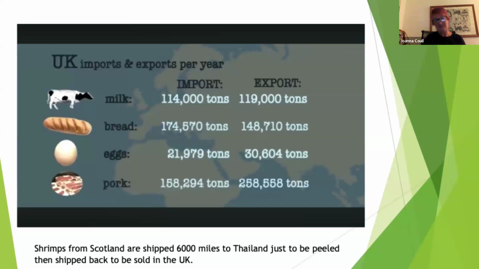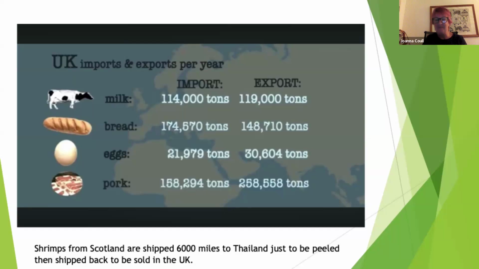Yeah, again, this is just always good to remind us of. When I first showed this, you always get gasps around the room. And this is just the UK. So we are importing 114 tonnes of milk and exporting 119 tonnes, importing 174 tonnes of bread, exporting 148 tonnes, eggs, importing 21,000 tonnes and exporting 30,000, and pork, not that that's relevant to me, 158,000 tonnes versus 258,000 tonnes being exported.